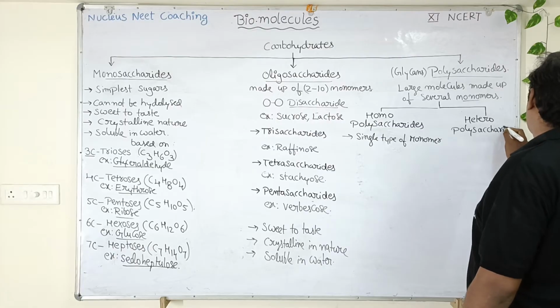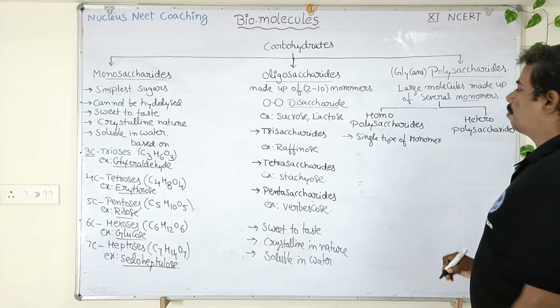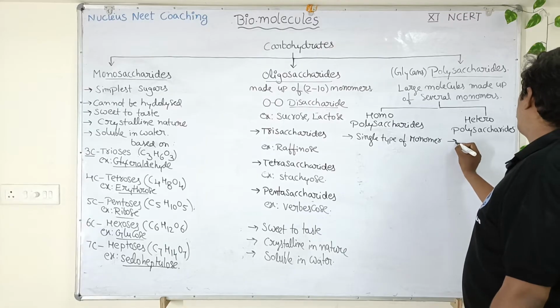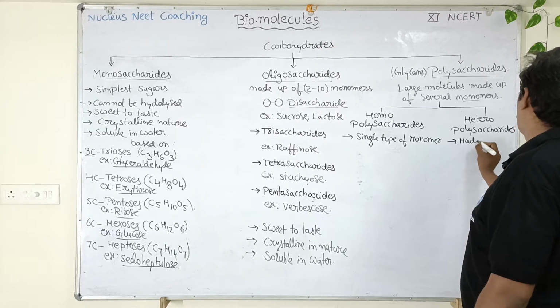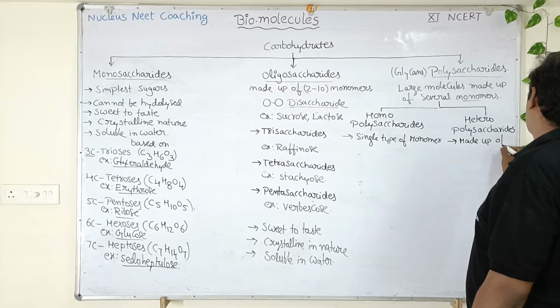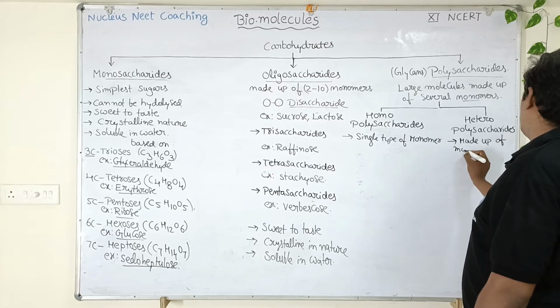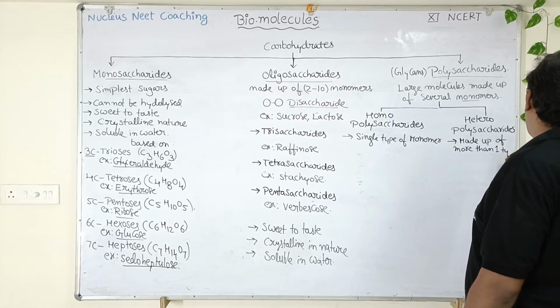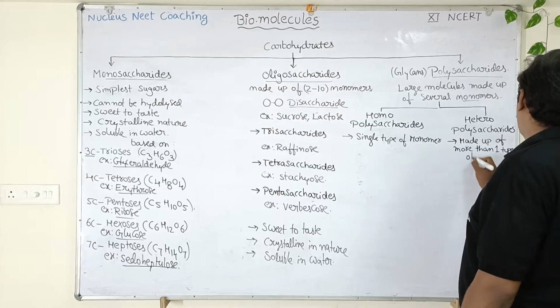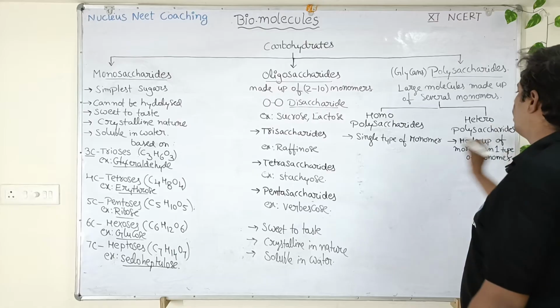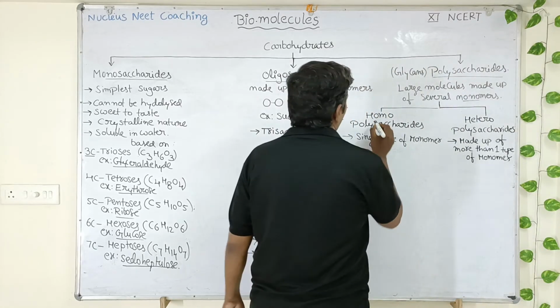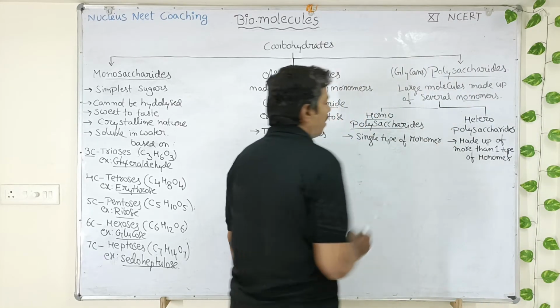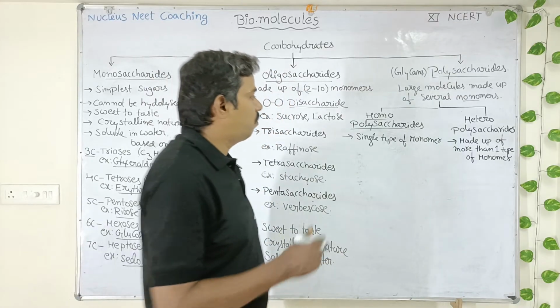Heteropolysaccharides are made up of more than one type of monomer. Okay, now let us see examples of homopolysaccharides, which are made up of a single type of monomer.